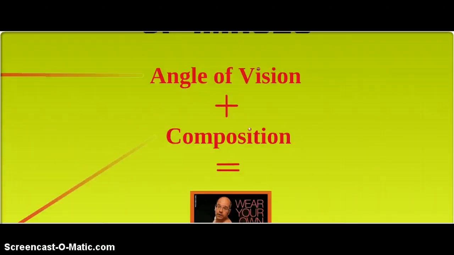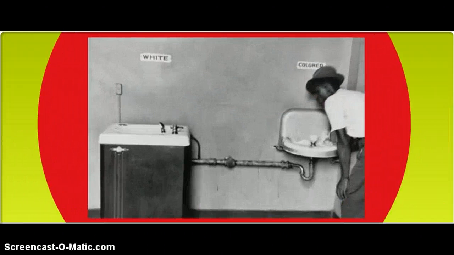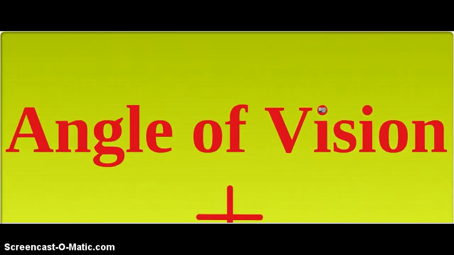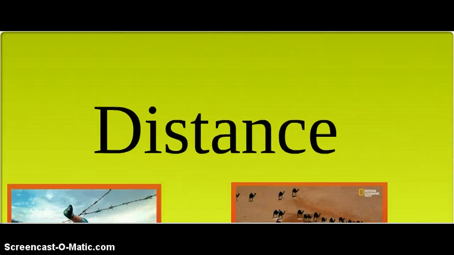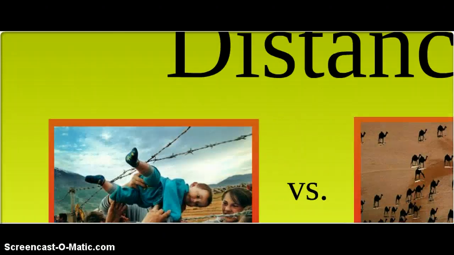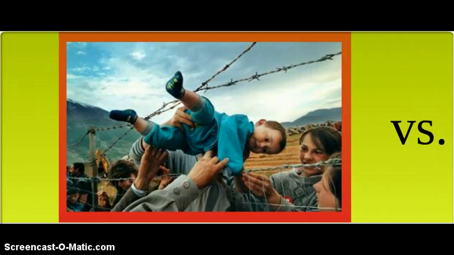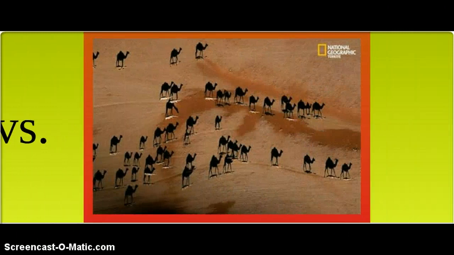Remember to consider angle of vision. This is the perspective of the writer, the artist, or the photographer. Do you think that this photographer was trying to portray segregation in a positive or negative light? When analyzing angle of vision, consider various elements of the image itself. The first of these is distance. Close-up images increase the intensity of the images. Long shots blend the subject into the background.